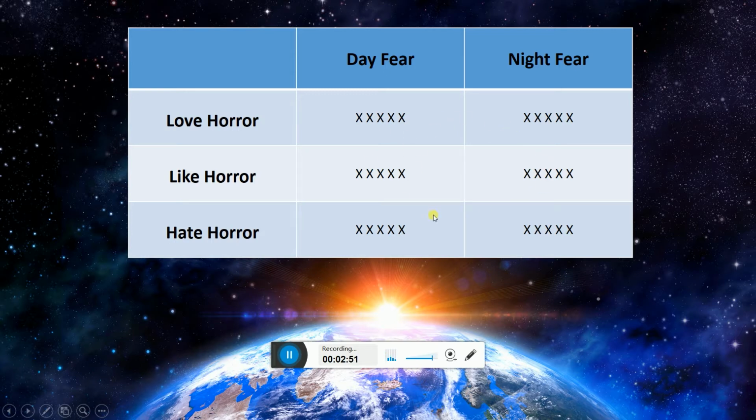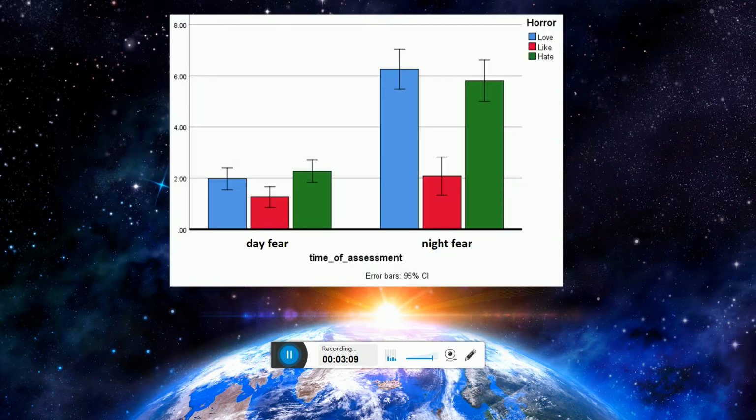All right, so we went ahead, we analyzed the two-way mixed ANOVA. That was in another video. And we, in fact, did find a significant interaction effect. And I'm going to show you a picture of this interaction effect. Here we go. So mean fear scores are on the y-axis. And then you can see from the legend here, there were the people who said they loved horror movies, liked horror movies, or hated horror movies. And these are their mean fear scores during the day. And these are their mean fear scores during the night.